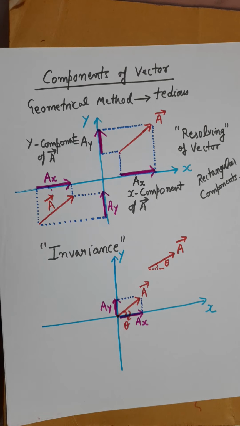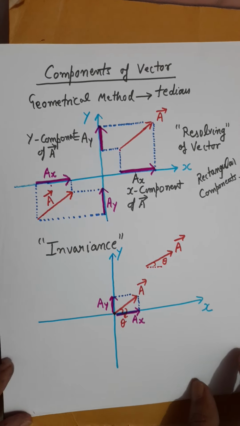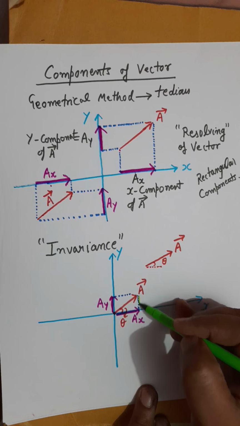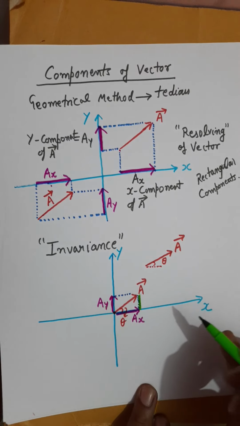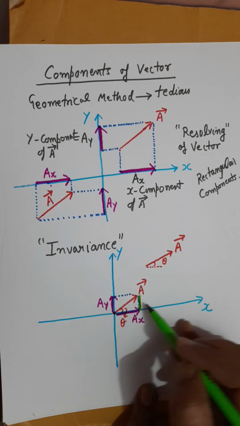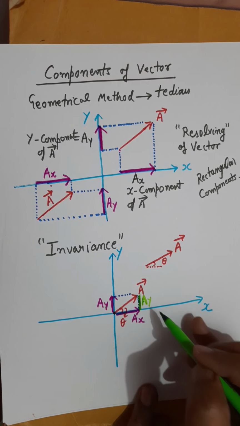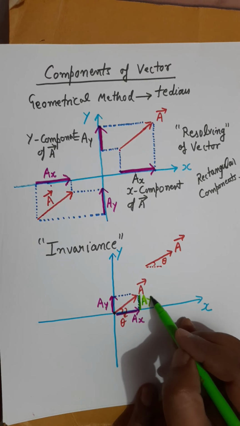And now our purpose is to find this length AX and this length AY. And if I am not wrong, you can prove that this length is the same as AY. This length is the same as AY. So you write this length as AY.